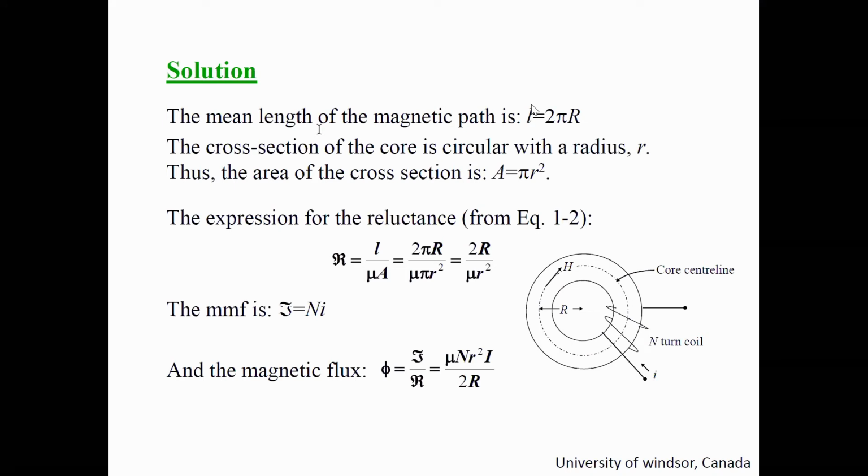So you can see it here, which is basically how we find the reluctance by finding also the average length and cross-sectional area.